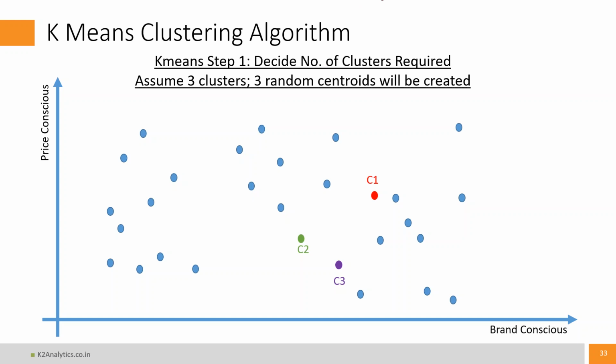Step 1 in a k-means clustering algorithm is you have to decide how many clusters you wish to form. When you call a k-means clustering algorithm, one of the parameters you have to pass upfront is the number of clusters you expect to have.